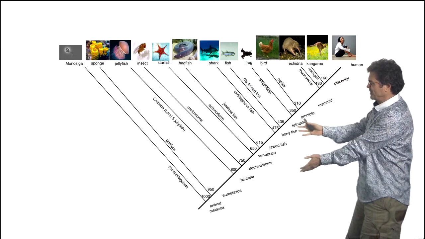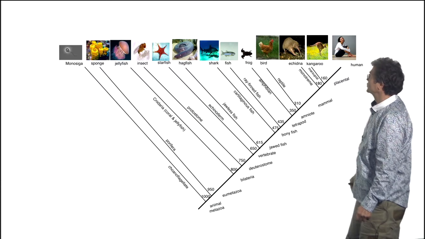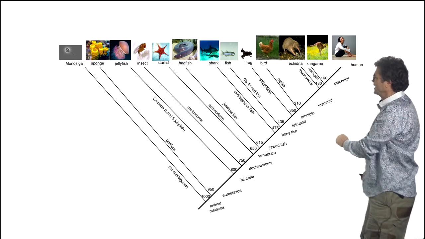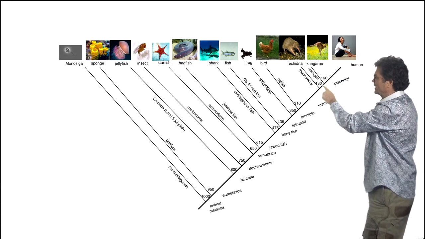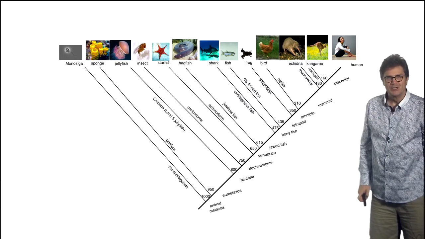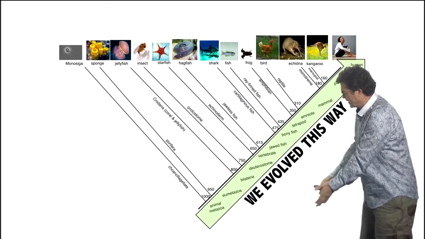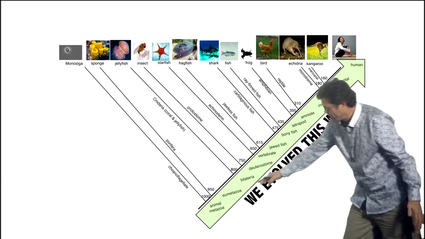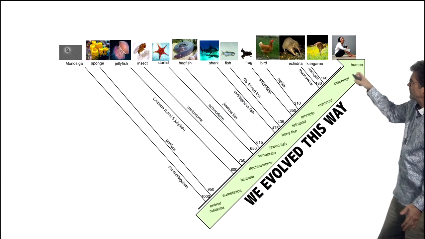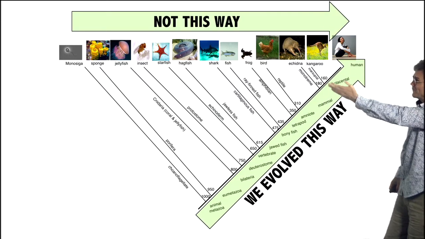This is the tree of 1 billion years of animal evolution, and here we are, humans. And here's a kangaroo, and we have a common ancestor 160 million years ago. So we evolved this way. We evolved along this diagonal, not that way.